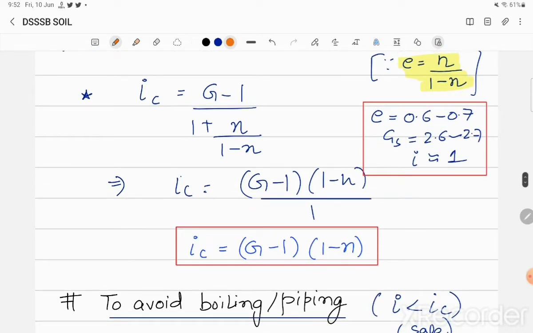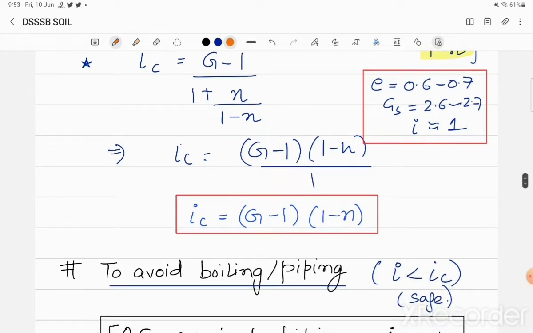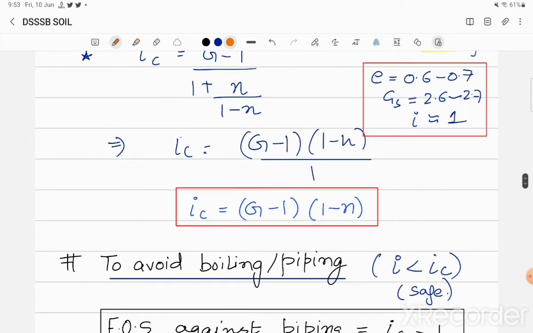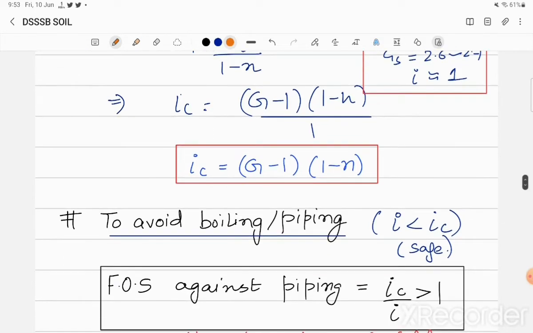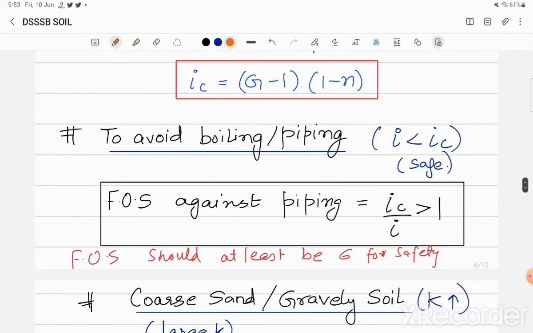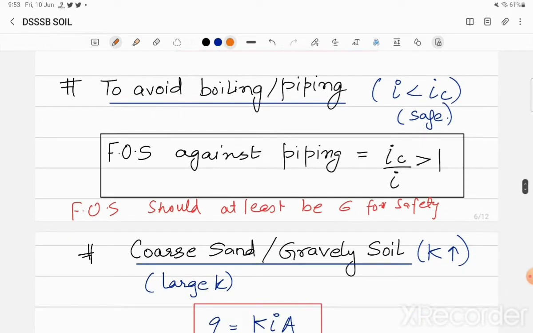Here G is nothing but specific gravity, which is the ratio of unit weight of soil solid and water. Now, to avoid boiling or piping, or to avoid quicksand condition, the hydraulic gradient should be less than the critical hydraulic gradient, and the factor of safety against piping or boiling is given by the ratio Ic by i. Factor of safety should be at least 6 for safety.